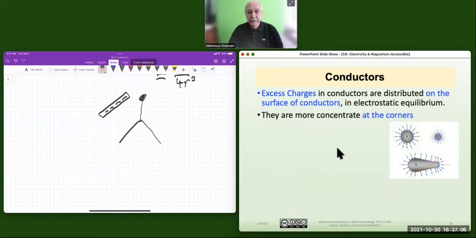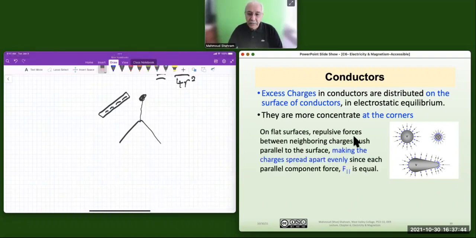If you have an object which is metal or conductor, and you add charge to it, what happens to those charges? They very quickly distribute themselves around the surface of that conductor. If the conductor shape is uniform, the charges distribute uniformly. However, if the shape is not uniform and has sharp edges or corners, they distribute themselves a little bit differently. It's not as uniform. Why is that?